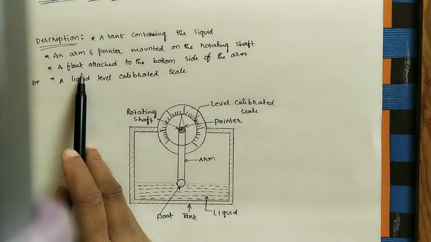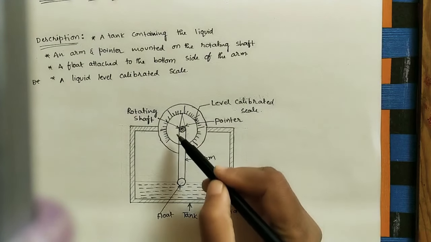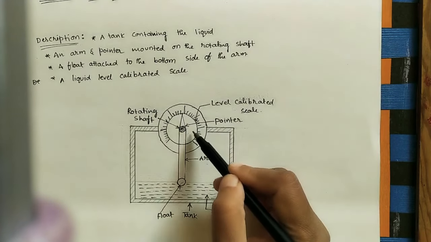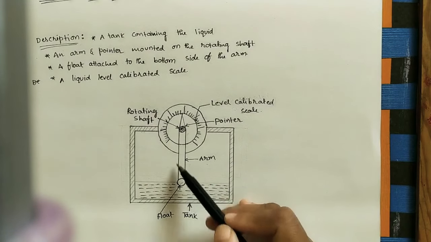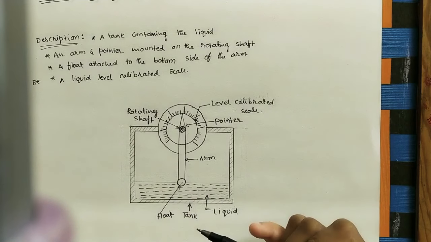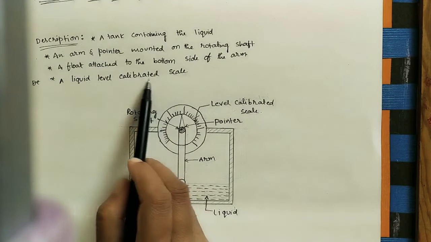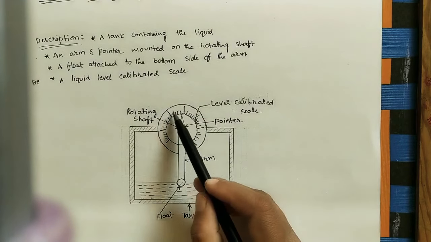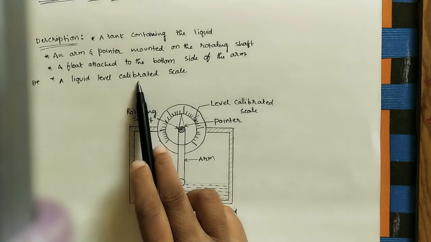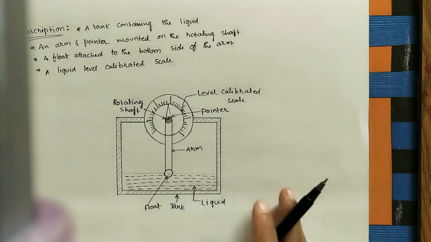Take the third one, float attached to the bottom side of the arm. So one side of the arm, just now I told, is connected to the pointer. And the next side of the arm is connected to the float. This float is floating inside the liquid. Float is the third part, and the fourth one is the calibrated scale. Here one circular scale is there. So these are the main parts in the float shaft liquid level gauge.